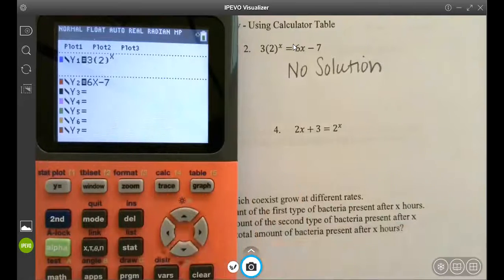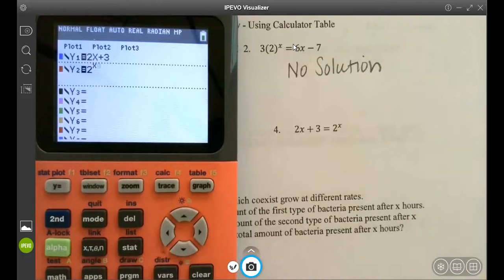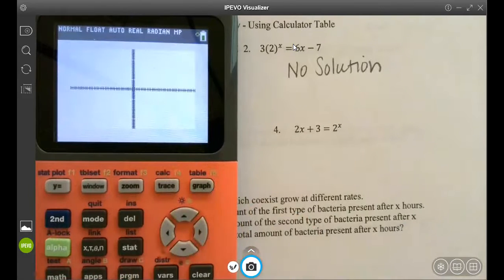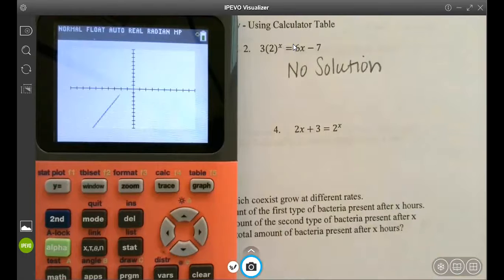All right, finishing up the last one. 2x plus 3, 2 to the x. We're going to graph it. And my graph is still crazy from the last time. That's not a big deal. How many intersections do you see? Yeah, I'm going to zoom 6 to see if that helps us see both of them. If we can't, I'll mess with it a little bit more. Yeah, so there's one, and there's the second one.